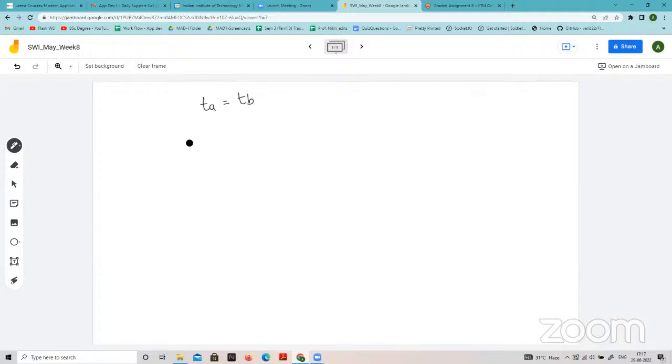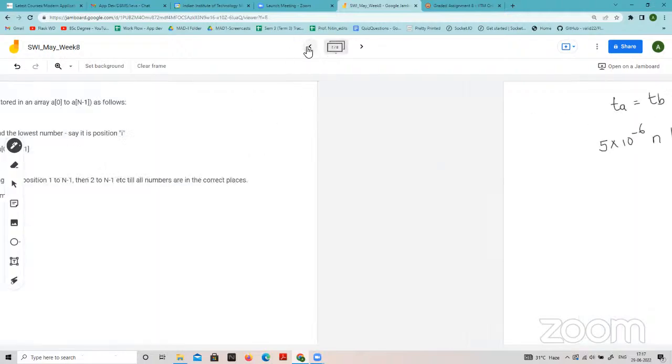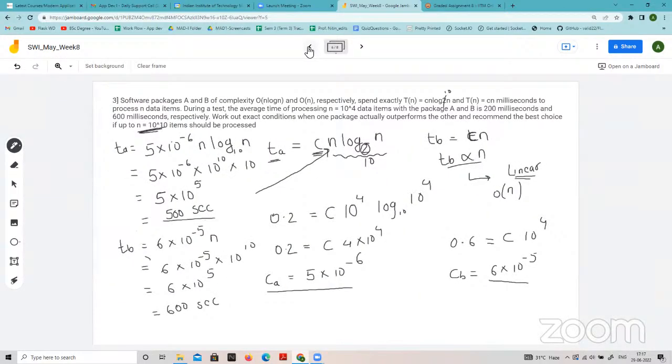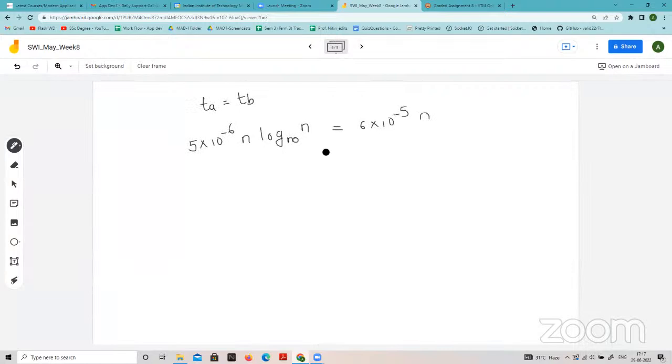So it was 5 into 10 raised to power minus 6 into n into log 10 n equals 6 into 10 raised to power minus 5 n. Let me check the value of c and the other. So it is 5 into 10 raised to power minus 6 and 6 into 10 raised to power minus 5.